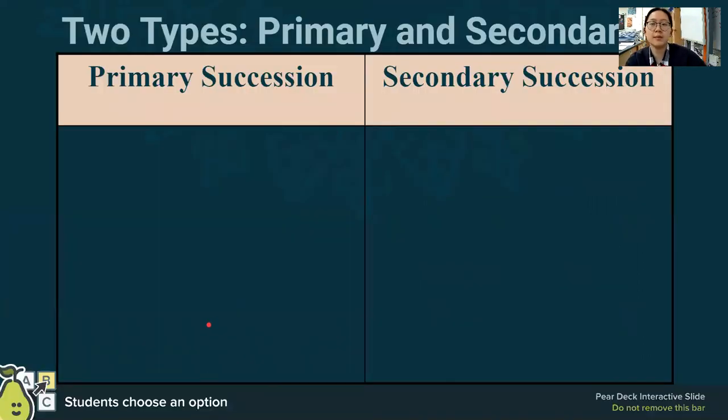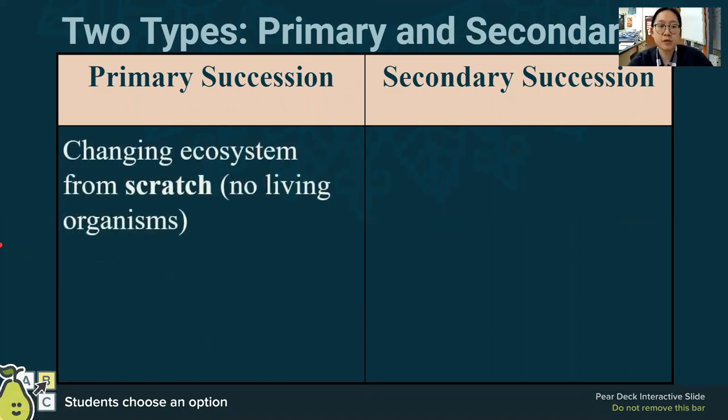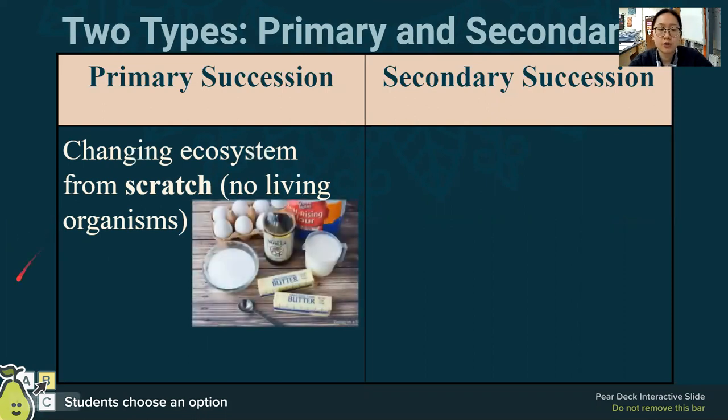So there are two types of succession. Sorry, there's primary and secondary. In primary succession, it's changing the ecosystem from scratch. So originally there is nothing living there. It's kind of like when you're baking a cake using the starting ingredients of eggs, vanilla, sugar, flour, baking powder, milk, butter, and all those things are basic ingredients you're starting from scratch.